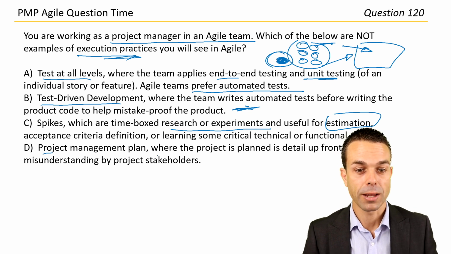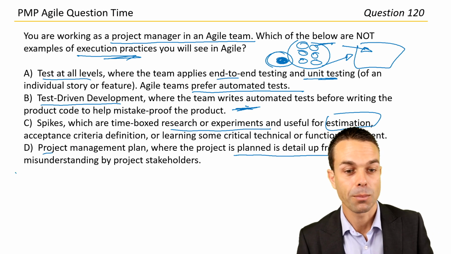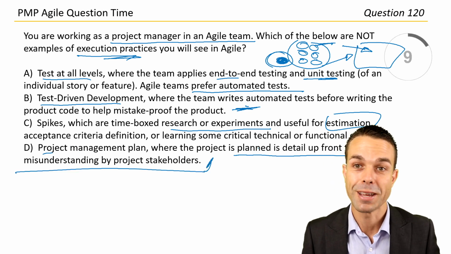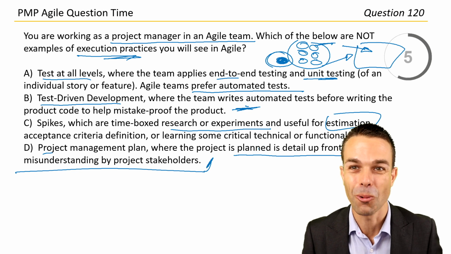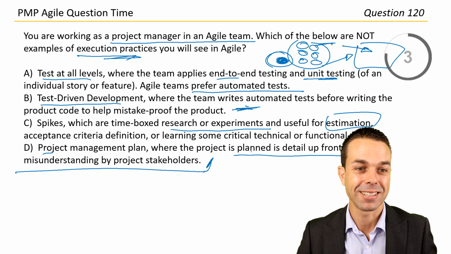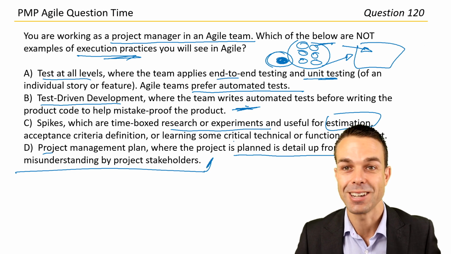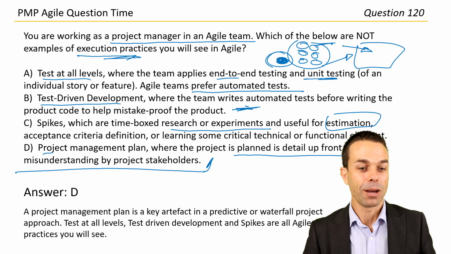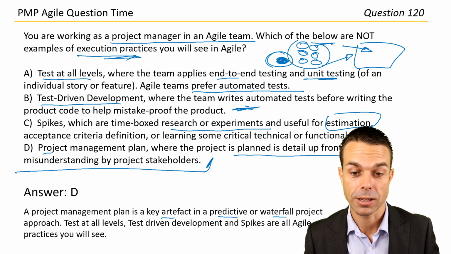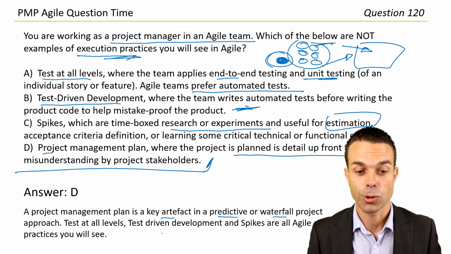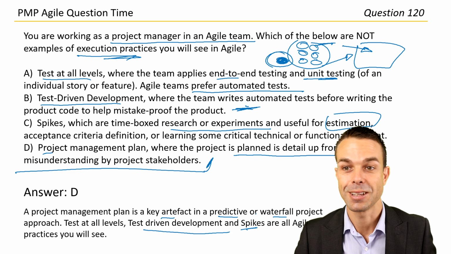The project management plan, where the project is planned in detail upfront to avoid misunderstanding by project stakeholders. That's more of a predictive, or waterfall approach, is answer D. And I think answer D is the incorrect one, the one that we're not going to see in an Agile team. And there it is. A project management plan is a key artifact in a predictive or waterfall project management approach. Test at all levels, test-driven development, and spikes are all Agile practices that you will see.